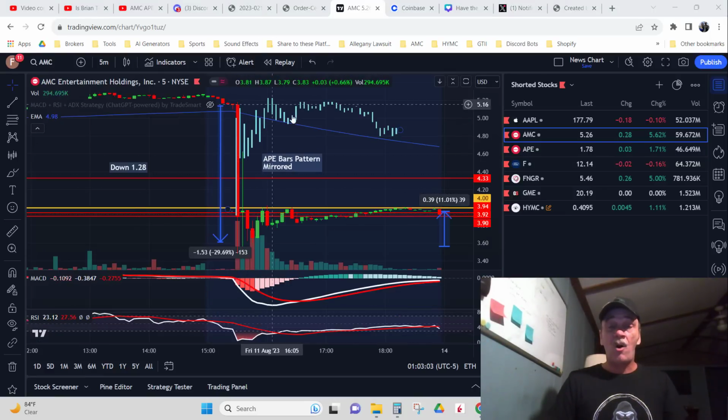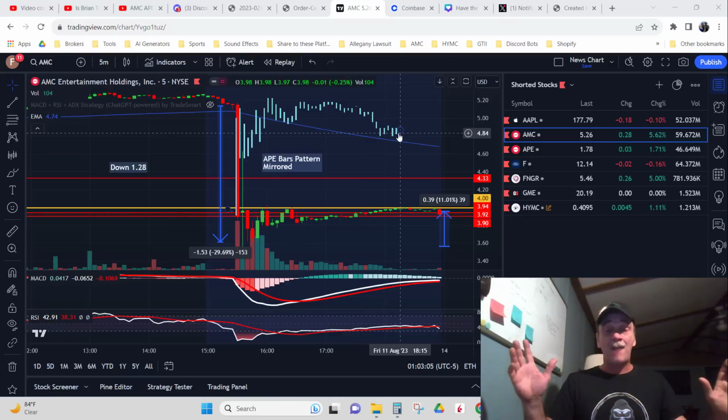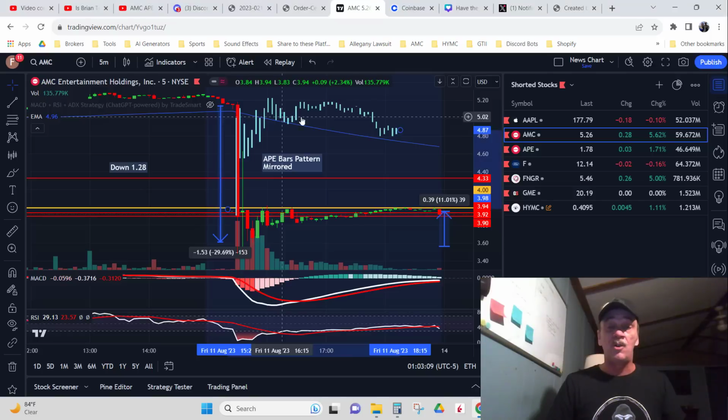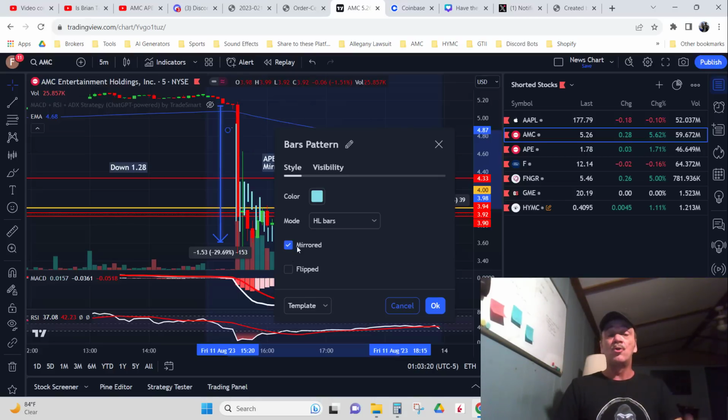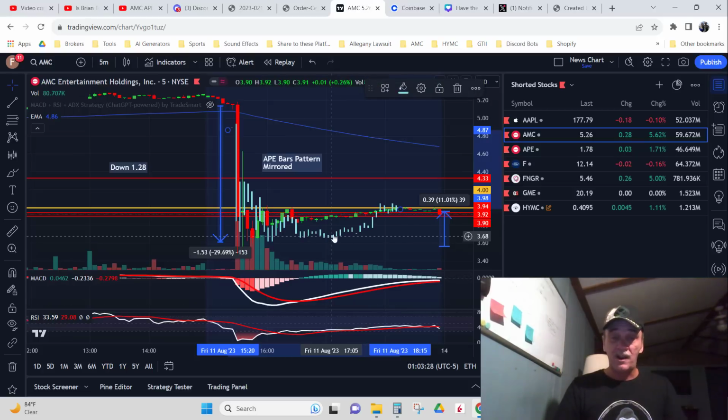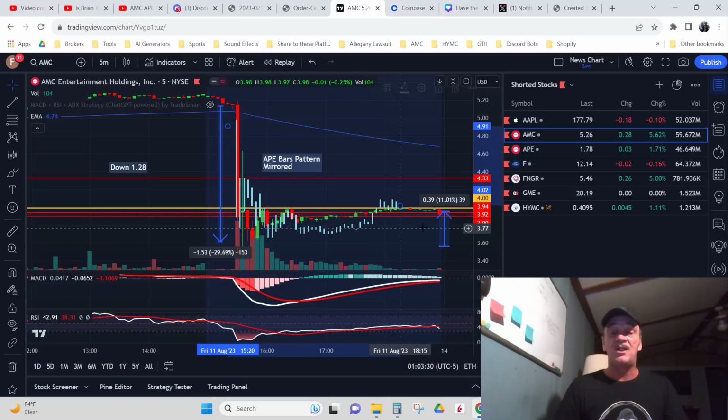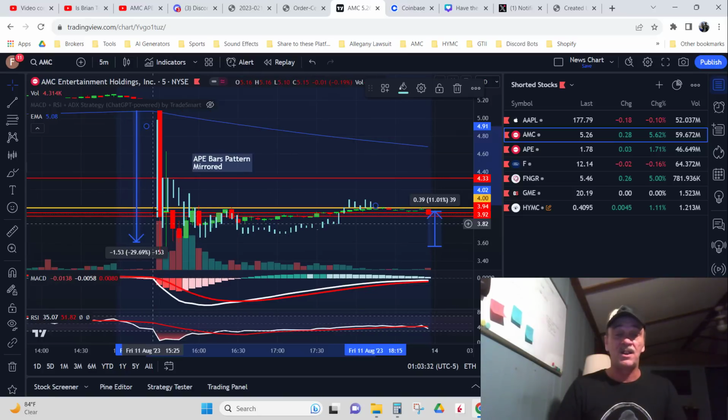Now, this is the bars pattern for ape that we just copied. That's ape's bar pattern. If you click on it and go to settings, you'll see that it has something called mirrored effect, or flipped effect. In this case, we want mirror because we believe that AMC and ape did the complete opposite. So what we're going to do is mirror it and bring it up, and we're going to see just how much these algorithms ran together.